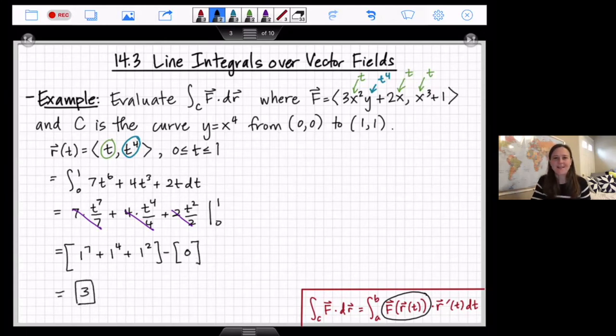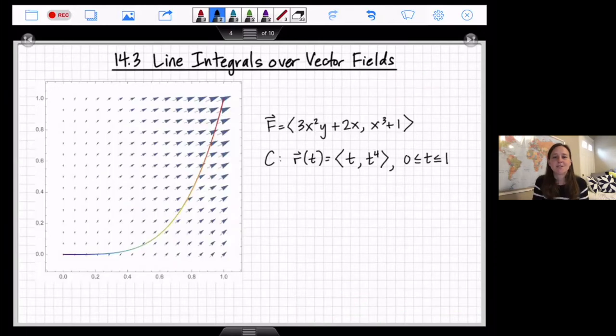And that's going to be our answer. So here's the example that we just calculated. I've got the vector field drawn in blue there, and the curve is graphed in kind of a rainbow color. And we can see as we go from 0 to 1, the wind is kind of blowing in the same direction as the orientation of the curve. So it makes sense that we got a +3, positive work, because the wind was blowing in the same direction as the orientation of the curve.